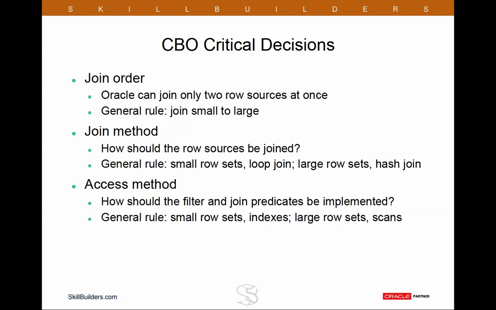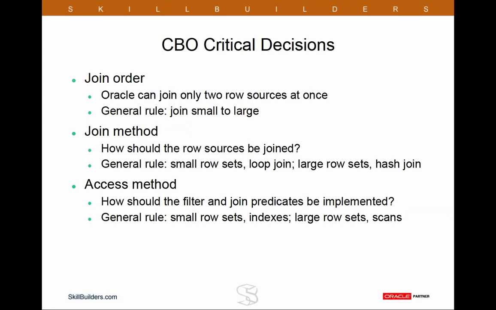If it's not, this is a red flag to you, folks. This is a red flag. It can have a huge impact on the response time of your query. Critical decisions we're talking about here. So this is the thing you want to hang on your wall. This is the slide you want to hang on your wall when you're tuning.